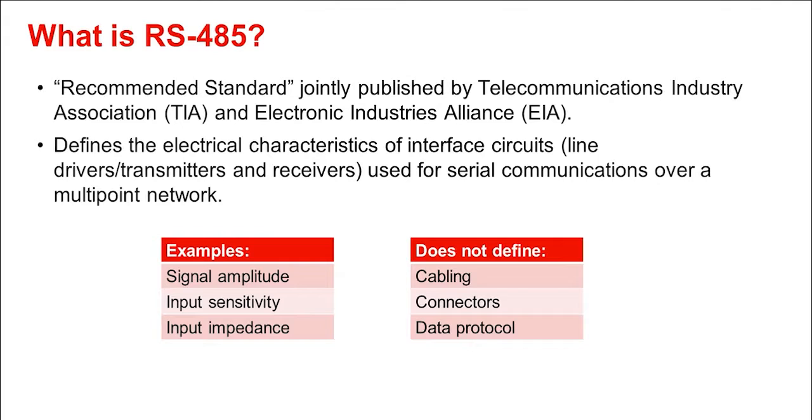RS-485 allows for serial communication across a multi-point network. Some examples include the minimum required signal amplitude generated from the transmitter side, the input sensitivity of the receiver, and the input impedance of the receiver. Cabling, connectors, and data protocol are not defined in the standard, allowing system designers flexibility.